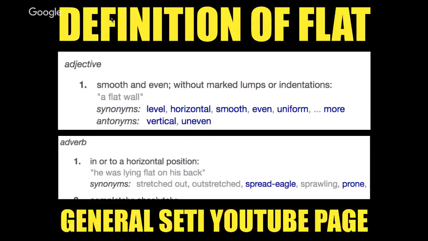What are the synonyms? Level, horizontal, smooth, even, uniform. What are the antonyms? Vertical, uneven. Okay? So anytime you show anything vertical, such as mountains, or unevenness, such as valleys, you have automatically proven that the earth is not flat, period. Even if you want to say a dome is on the top of it, it's not flat. It's an uneven planet, okay?